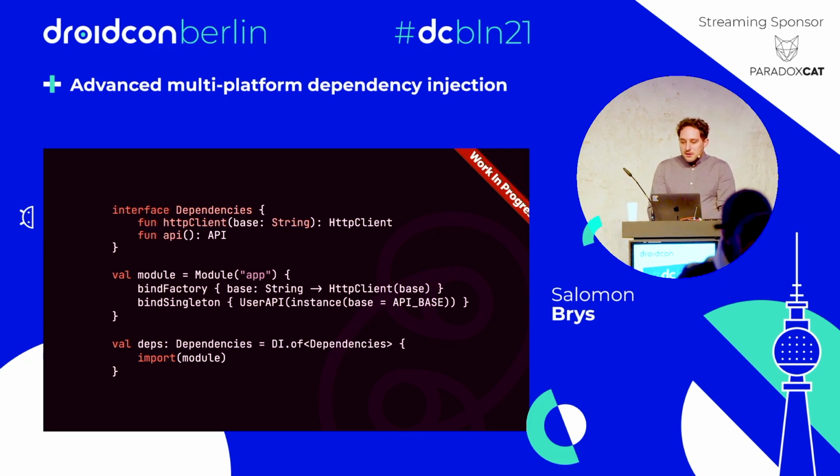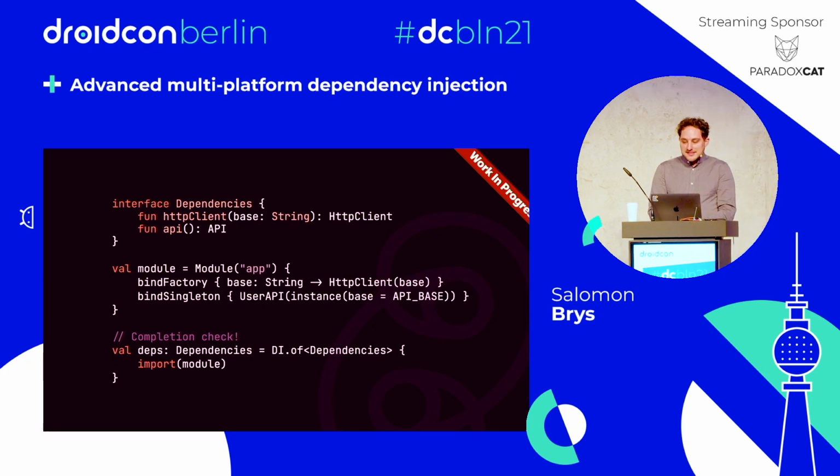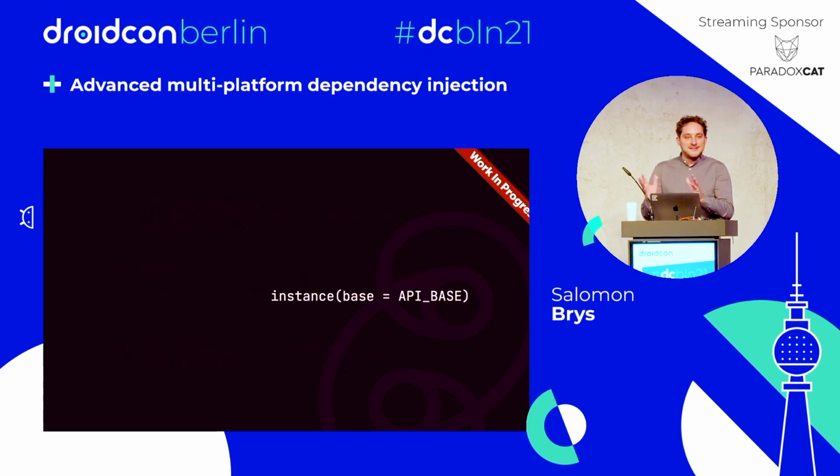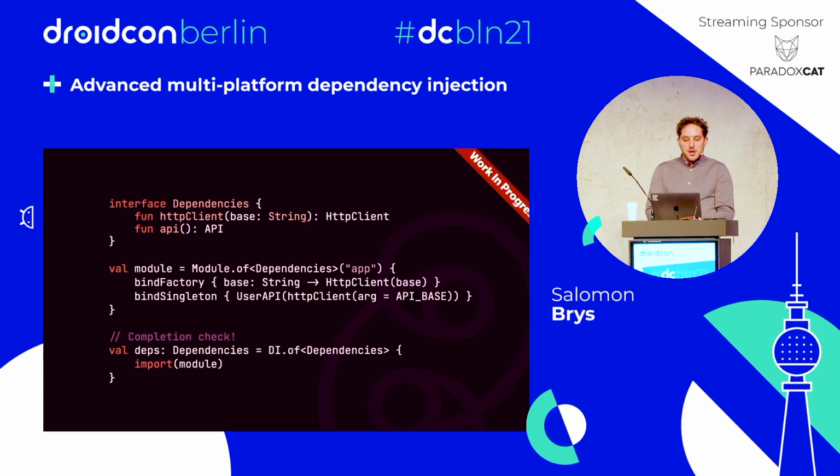So this allows, as I said, completion check. But there's one way that it's not yet complete. It's because here we are using instance, and that can still crash. So we also need a way to state, okay, this module will work with this dependency interface, and now we use HTTP client, the method HTTP client.